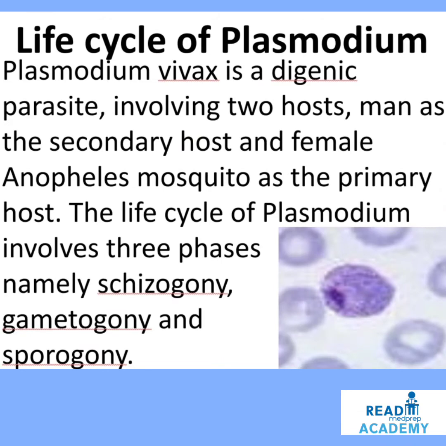Life cycle of Plasmodium. Plasmodium vivax is a digenetic parasite. It involves two hosts, man as the secondary host and the female Anopheles mosquito as the primary host. The life cycle of Plasmodium involves three phases, namely schizogony, gametogony and sporogony. In the image you can see the Plasmodium in the red blood cell.